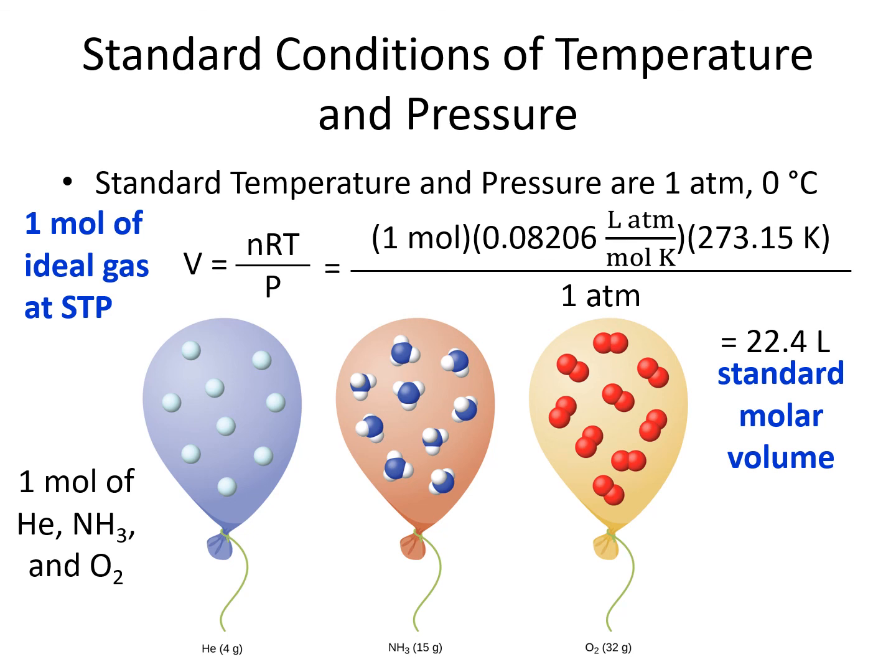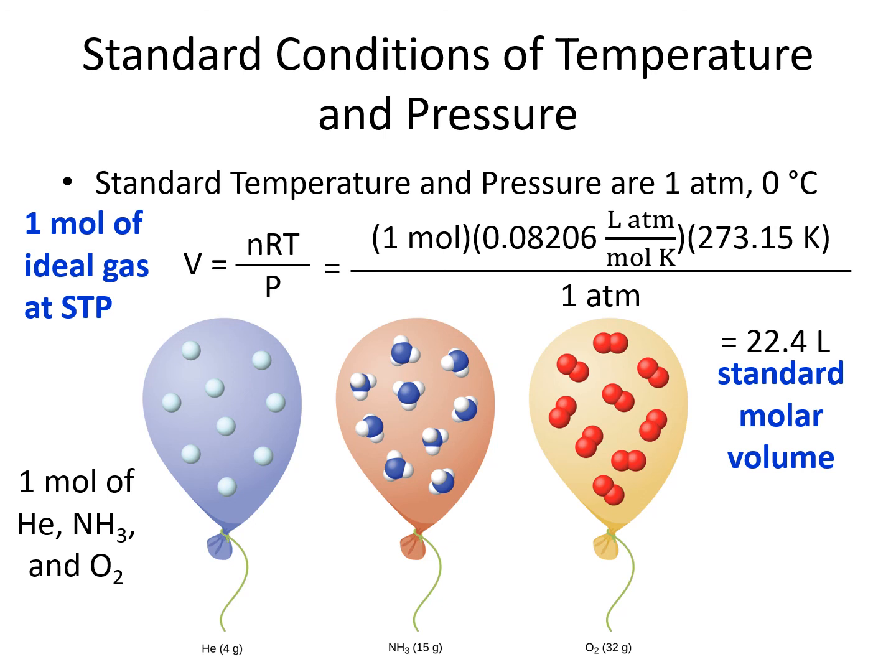It doesn't really matter what type of gas we're talking about. It could be helium, it could be ammonia, it could be oxygen. As long as we have 1 mole, that is 6.022 times 10 to the 23rd molecules or atoms, it's going to take up 22.4 liters of space.